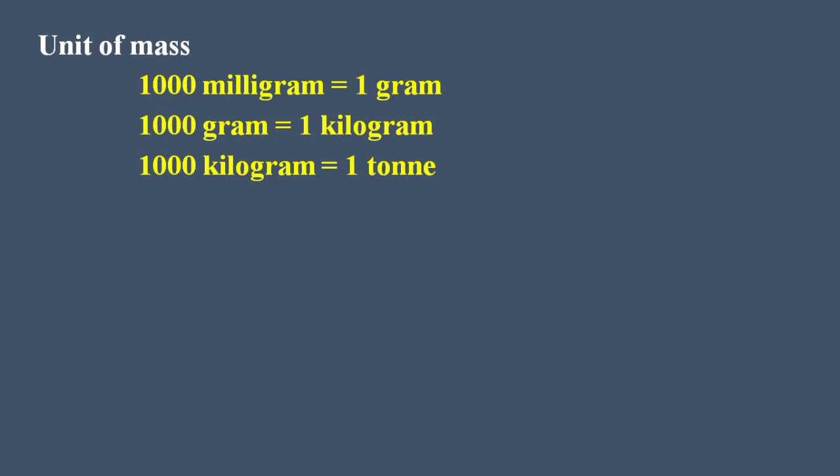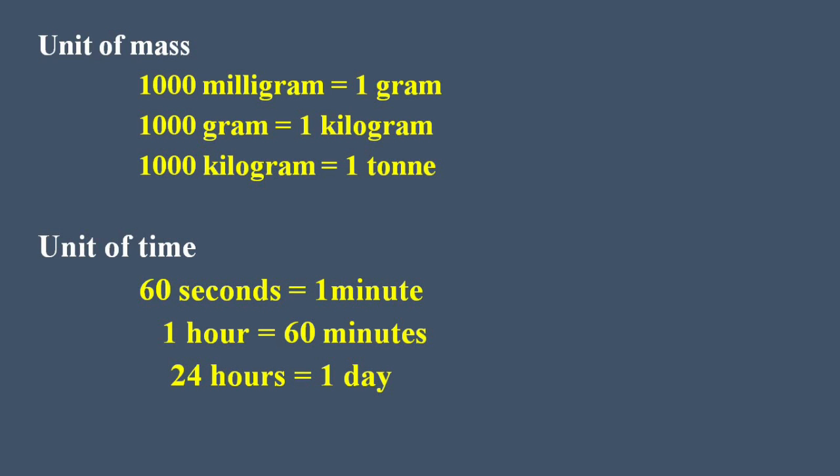Next, we are going to see the units of mass. 1000 milligrams equals 1 gram. 1000 grams equals 1 kilogram. 1000 kilograms equals 1 ton. These are very important units. You must know all these things. Next is the unit of time. 60 seconds equals 1 minute, 1 hour equals 60 minutes, 24 hours equals 1 day. I think everyone knows this.